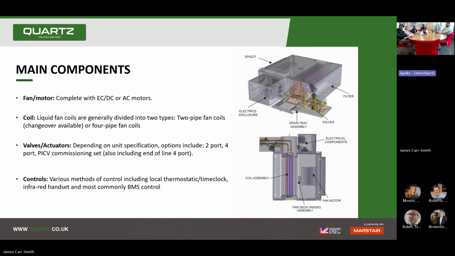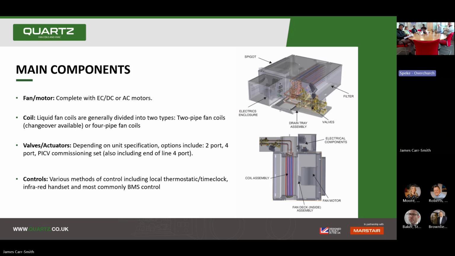These are usually divided into 2 different types. We either call it a 2-pipe fan coil, which means you've got a flow into the unit and a flow out, or a 4-pipe, which is a flow in for the cooling, a flow out, a flow in for heating, and a flow out. On the 2-pipe, it could be a cooling only unit, it could be a heating only unit, or more these days we call them a changeover unit.